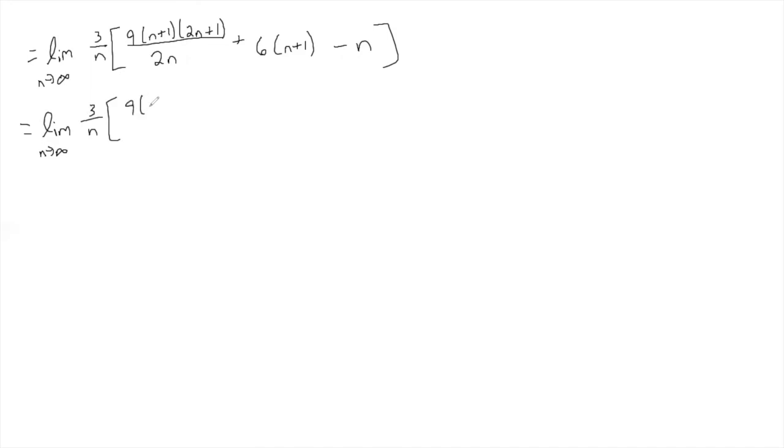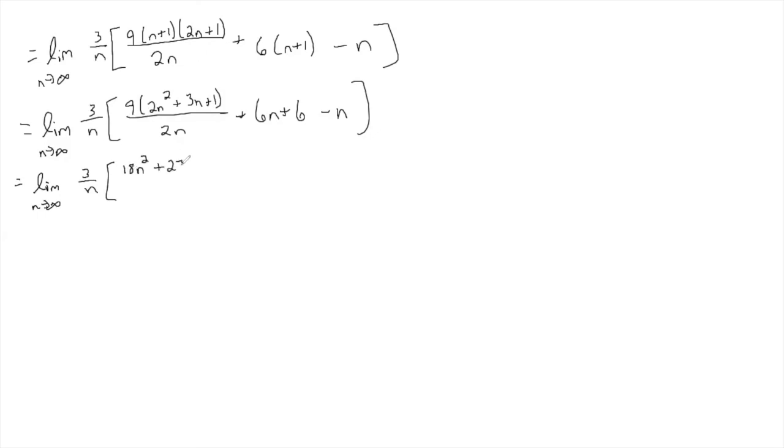So this is 9 times 2n squared plus 3n plus 1, over 2n, plus 6n plus 6 minus n, all times 3 over n. And now I distribute the 9 through, so I get 18n squared plus 27n plus 9, all divided by 2n. Plus, I can combine the 6n and the negative n to get a 5n. And then I still have my 6.